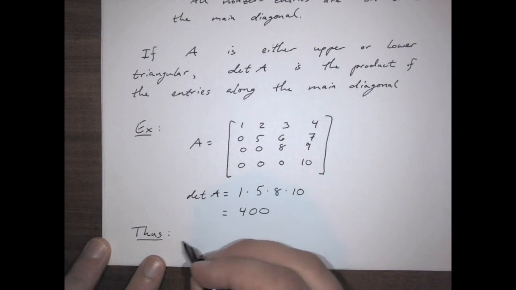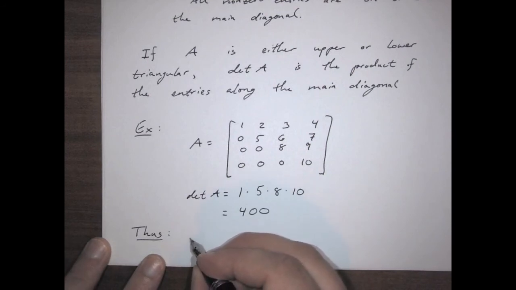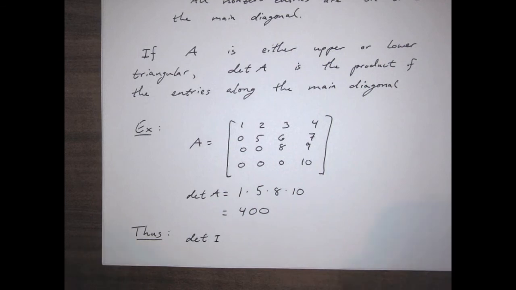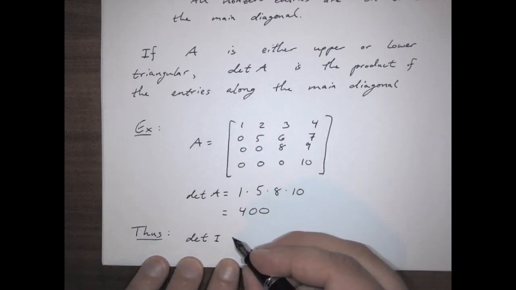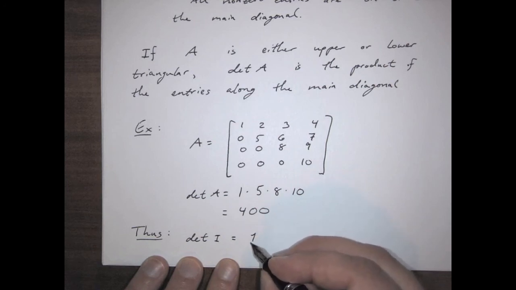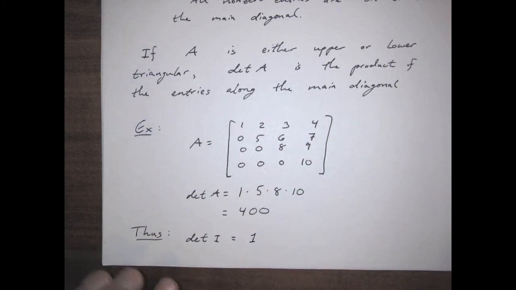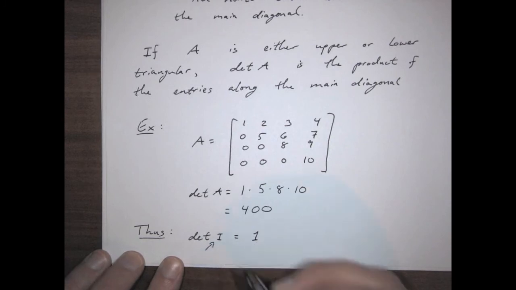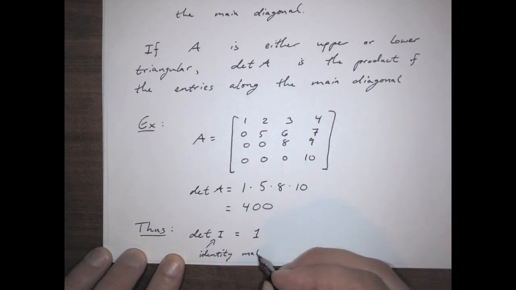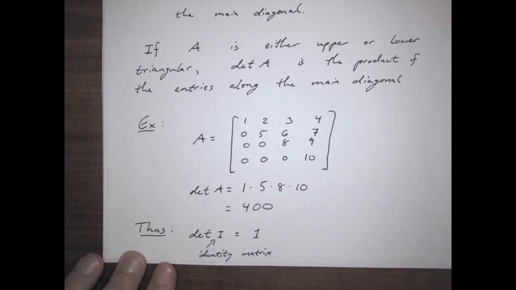let's say we wanted the determinant of the identity matrix of any size. That's equal to 1 times 1 times 1 times 1, however many ones. So this is I standing for the identity matrix. So the identity matrix has determinant 1.